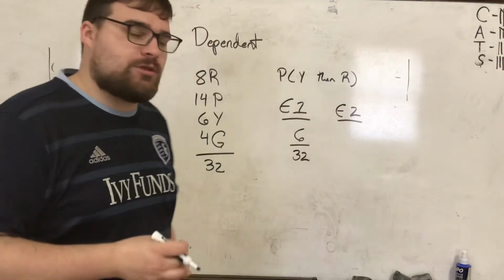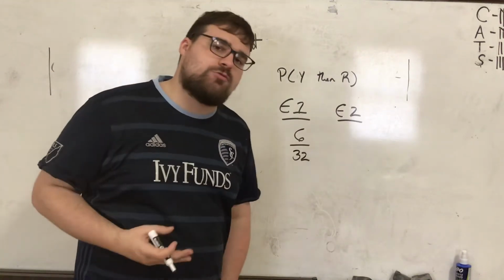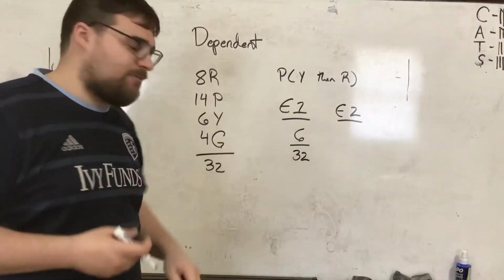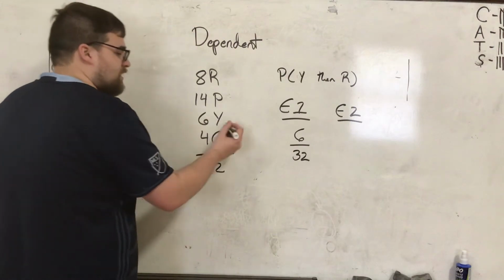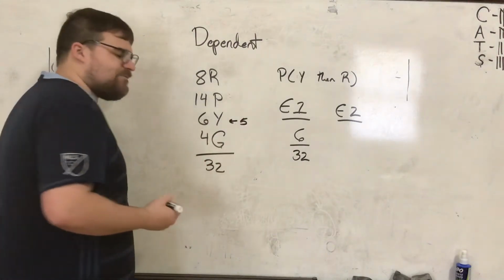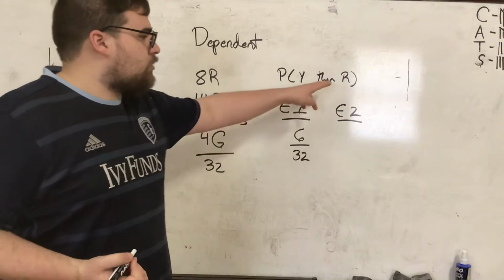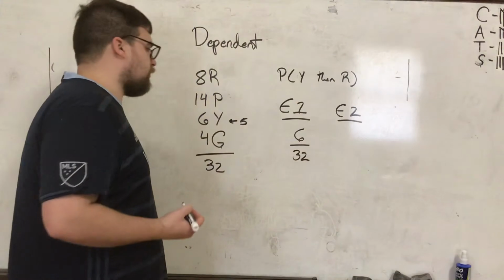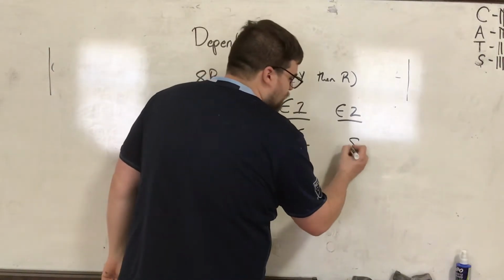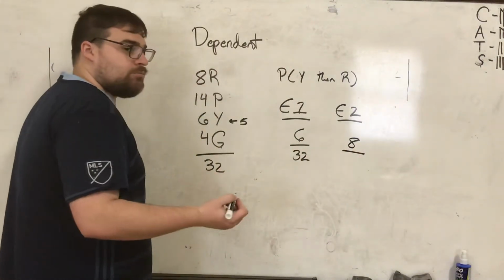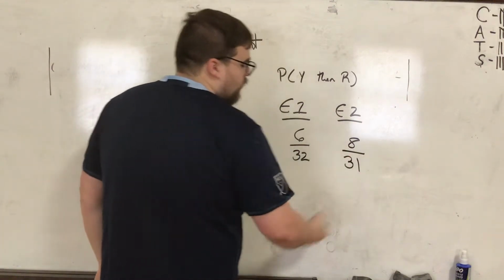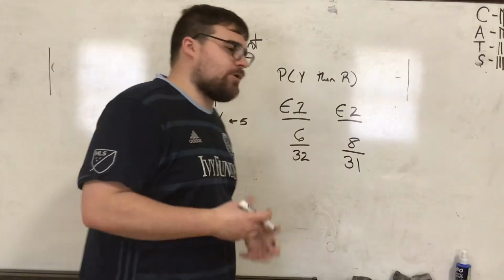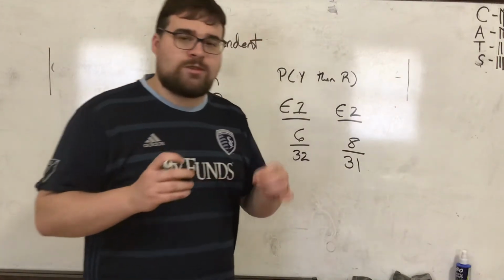Event 2, however, changes because after that first draw, we no longer have 32 crayons in the bag. How many crayons are in the bag? 31, because we already drew one out. Now, does it impact any of these numbers? Absolutely, because after that first draw, we no longer have 6 yellow, now we only have 5. So whenever we try to draw this red crayon next, how many red are left in the bag? 8. But how many total are there? 31.